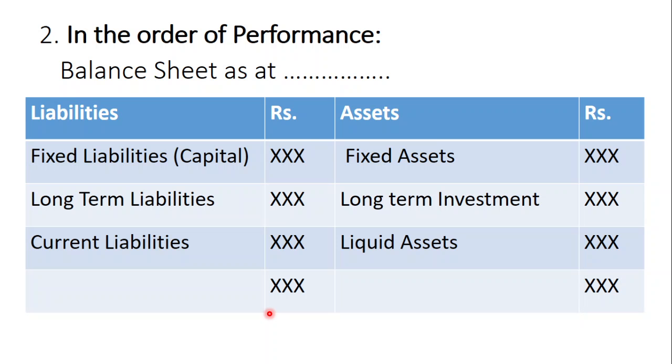This is the format. So here we know fixed assets, fixed liabilities, capital means capital, we have some adjustments and all. Capital plus net profit minus drawings plus interest on capital. This is the normal format.